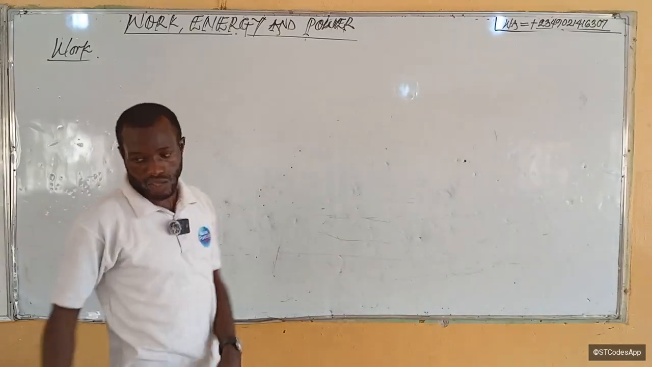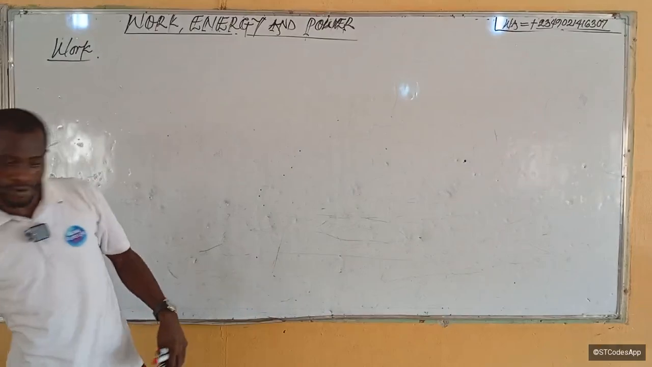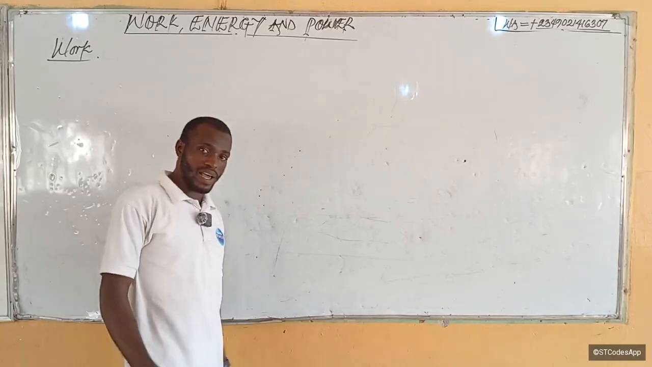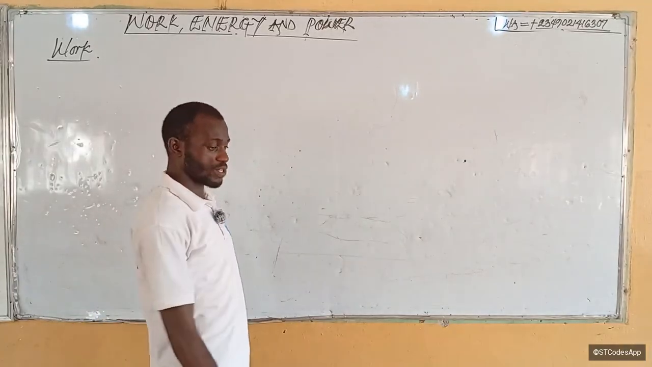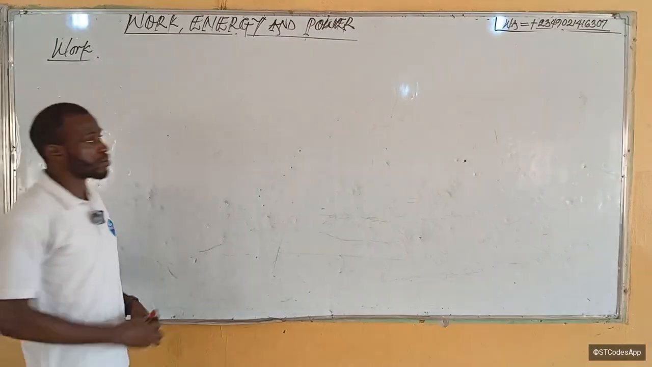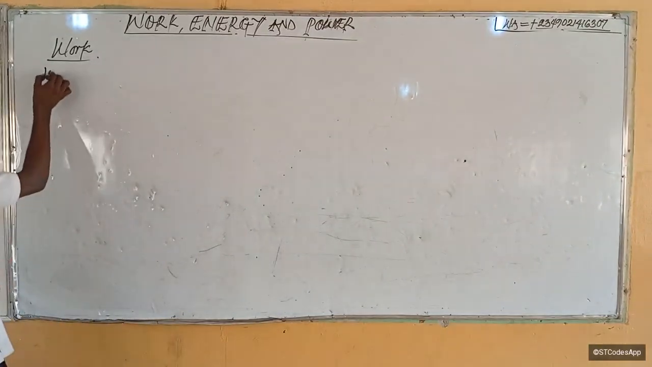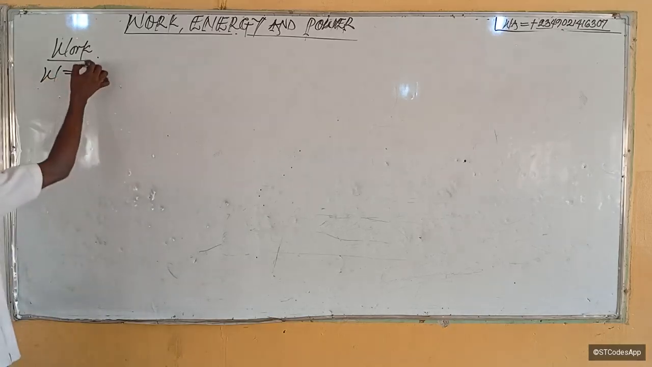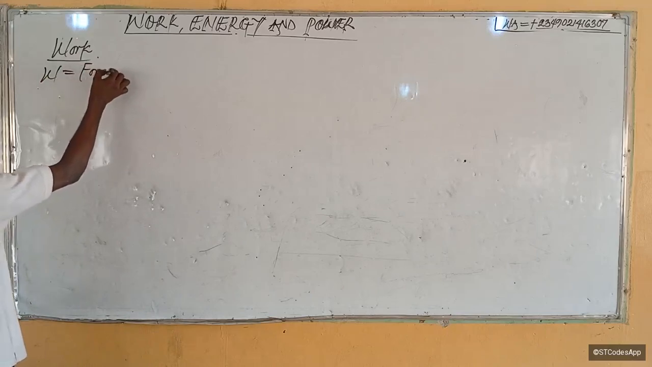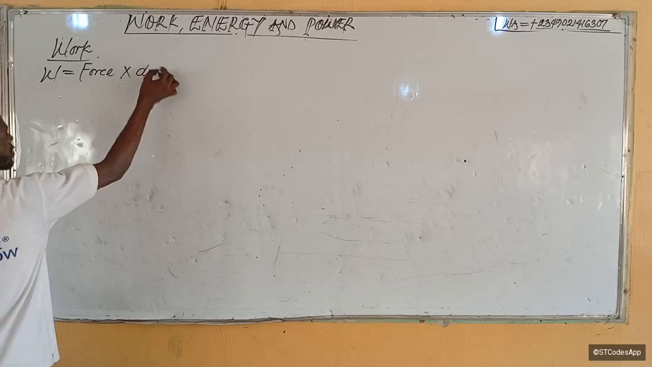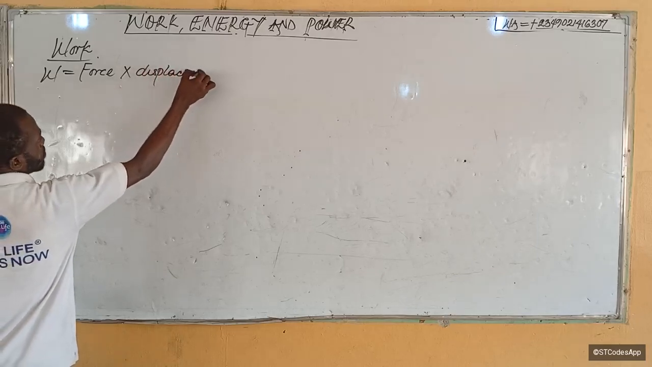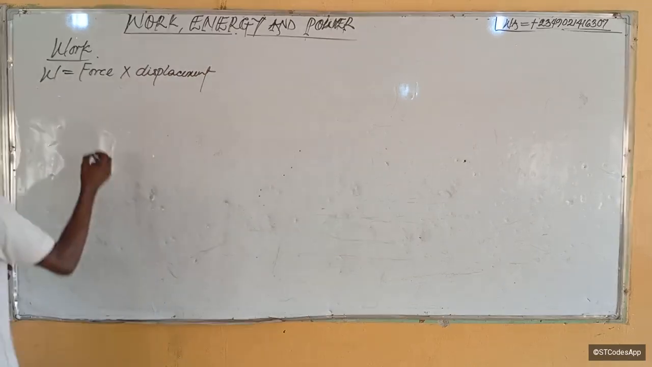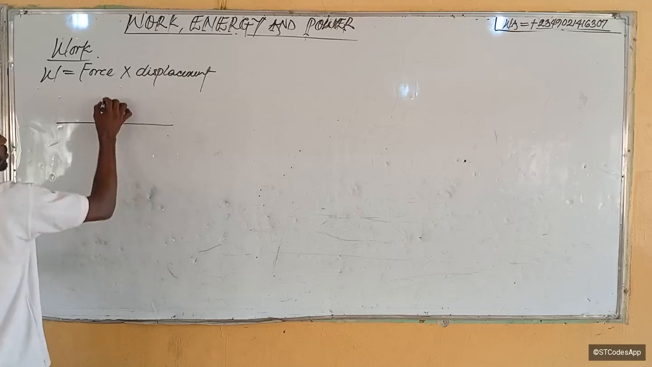So, for example, if I have this chair on the floor, and I apply force and it moves, I know that work has been done on this body. Principally in physics, work is denoted by W, take note of that. We define work as the product of the force acting on the body times the displacement it produces on that body.